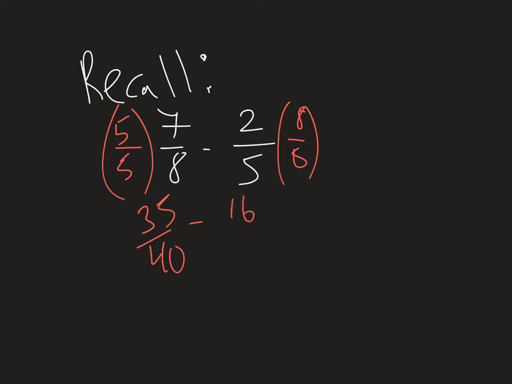16/40, which then we can subtract 16 from 35, which would be 19 over 40. Now the other school of thought is we can treat this like we would addition.